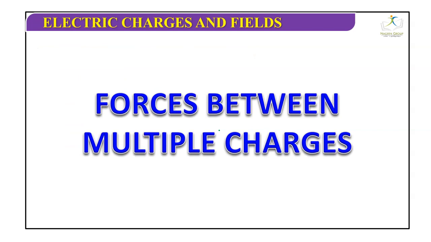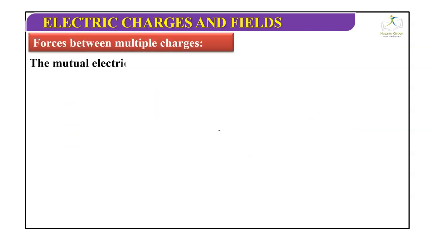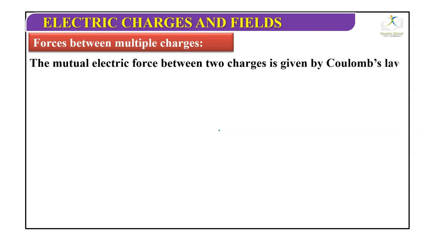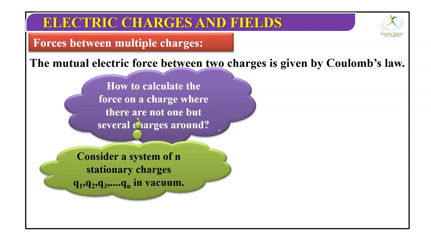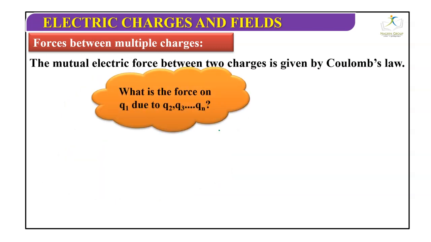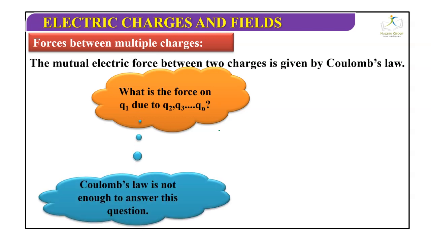Force between multiple charges. If I'm just taking the mutual electric force between two charges, we can calculate this by Coulomb's law. But how do we calculate the force when there are not one but several charges around? Consider we have a number of stationary charges Q1, Q2, Q3 up to Qn in vacuum. What is the force on Q1 due to Q2, Q3 and up to Qn?